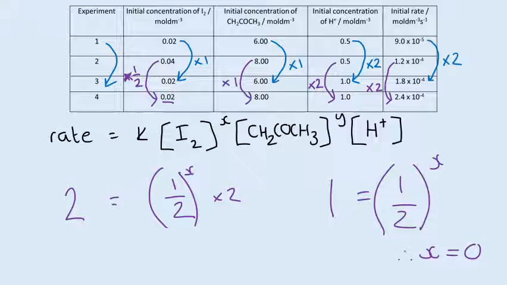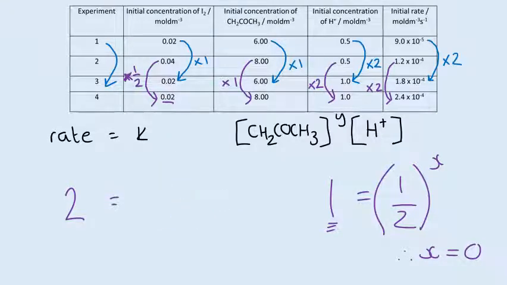Anything to the power of 0 is 1. If this was to the power of 1, it would be half. If it was to the power of 2, it would be a quarter. Okay, so we've now determined that x is equal to 0. So it's 0 order with respect to I2, which means I can remove I2 from that equation. Right, we're getting somewhere now.